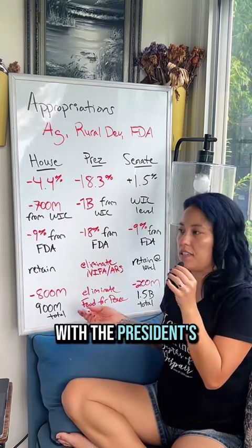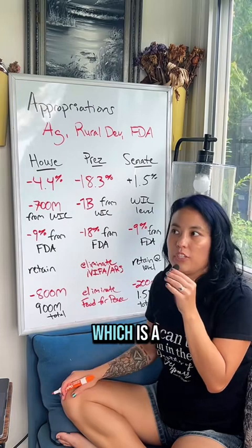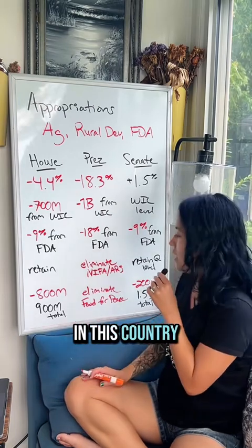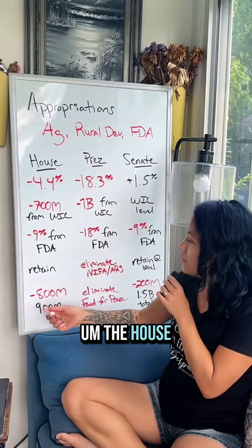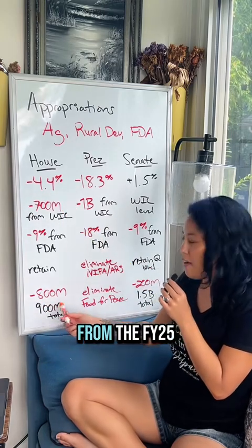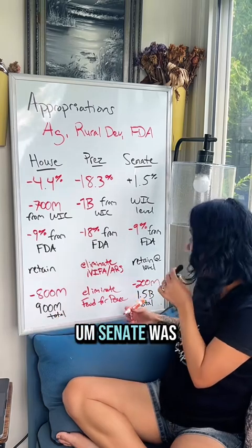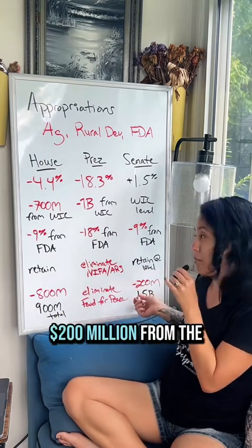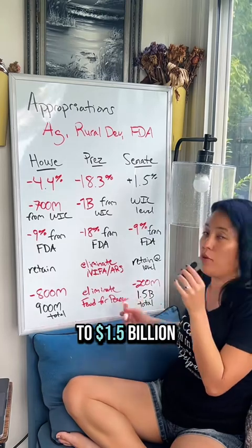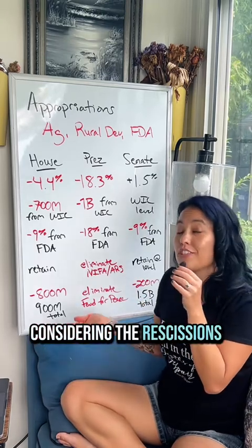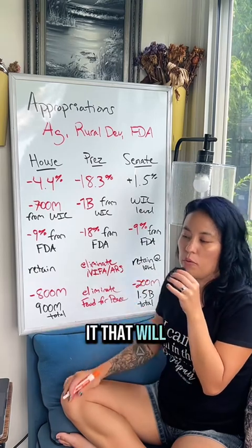Tracking right along with the president's foreign policy initiatives, he also asked to eliminate the Food for Peace program, which is a major source of revenue for farmers in this country. And both chambers sort of shrugged at him. The House only cut $800 million from the FY25 levels, leaving $900 million total. Senate was a lot more generous. They're only cutting $200 million from the FY25 total, leaving the total amount at $1.5 billion. Considering the rescissions that were just passed, if we can get this reconciled between both chambers and get the president to sign it, that will be a major win.